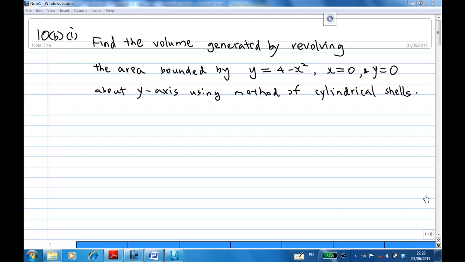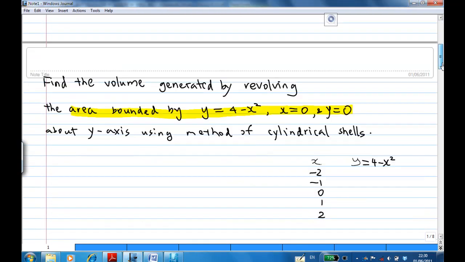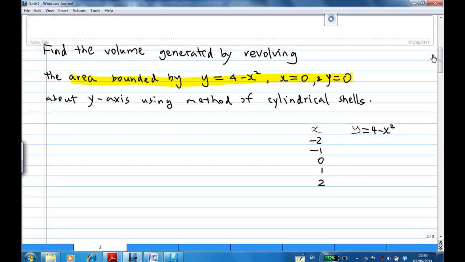For this recording, I'm going to find the volume generated by revolving the area bounded by y equal to 4 minus x squared, x equal to 0, and y equal to 0 about the y-axis using the method of cylindrical shells. First, what is the area bounded by y equal to 4 minus x squared, x equal to 0, and y equal to 0? If you are not sure, you can form a table of x and y.